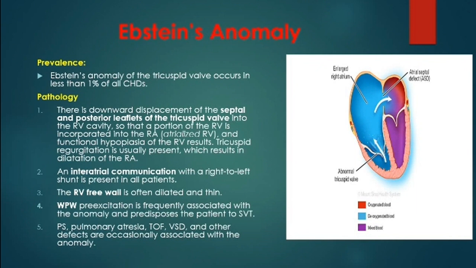These patients are often suffering from Wolff-Parkinson-White pre-excitation, which predisposes the patient to SVT. A common association with this pathology is pulmonary stenosis or pulmonary atresia, sometimes TOF and VSD.